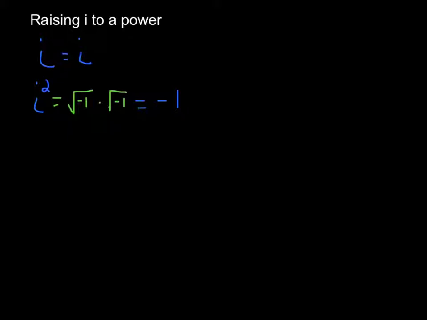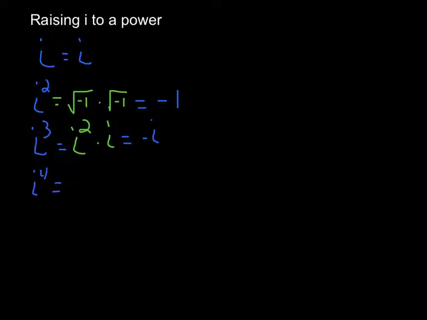We've got I cubed. Well, I cubed, using our rules of exponents, is the same thing as I squared times I. Okay, so we know that I squared from the previous one is negative 1. So now it's negative 1 times I. Well, that would yield us negative I.